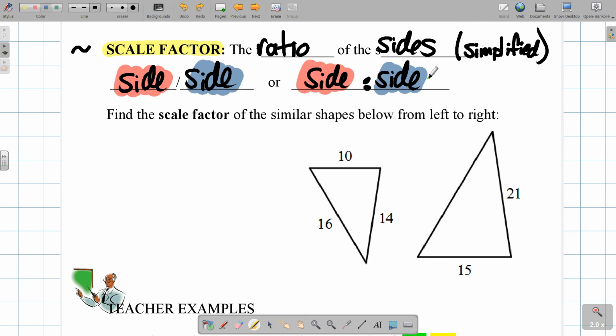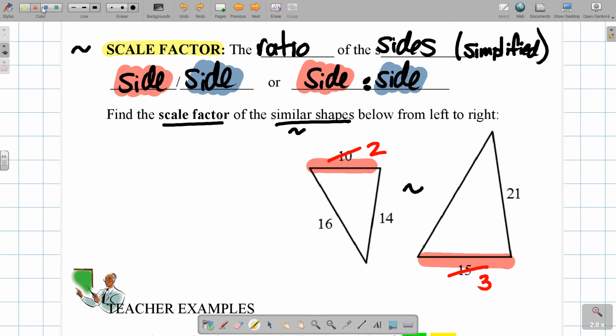Let me give you an example. Find the scale factor of the similar shapes. This only works if shapes are similar to begin with. So ready? Ratio of the sides simplified. Step one, I'm going to find the short side and go to the short side. Now, simplify. 5 goes in there 2, 5 goes in there 3.